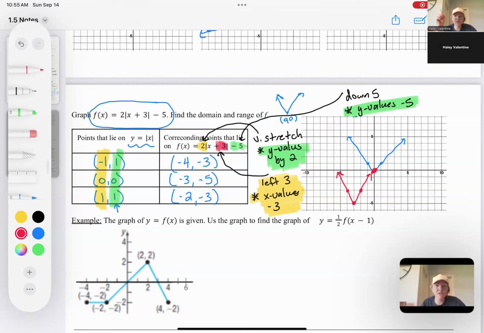Instead of at 0, 0, it's at -3, -5, right? So I could place my vertex there just based off of these two transformations. Okay, and then from there, what does the graph look like? Look at the pattern of the parent function. Usually it's just over 1, up 1, right? But that 2 is a vertical stretch. And so what's happening from our vertex now, not over 1, up 1, it's over 1, up 2.